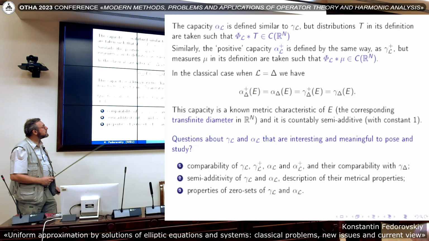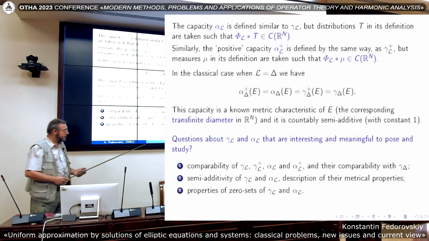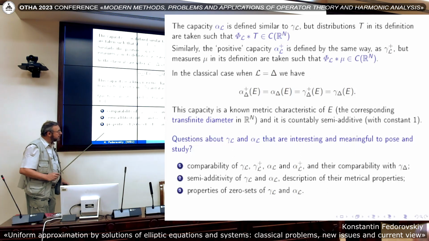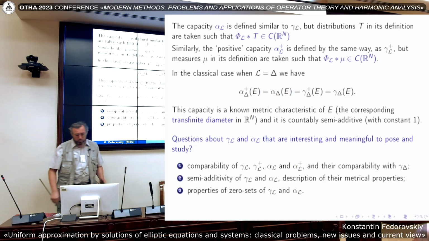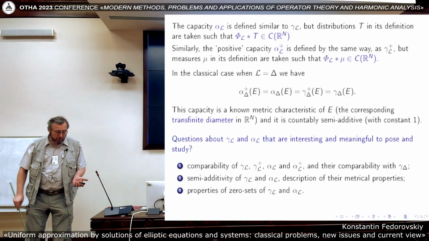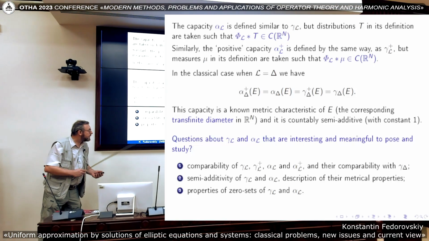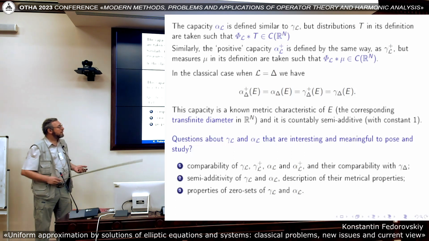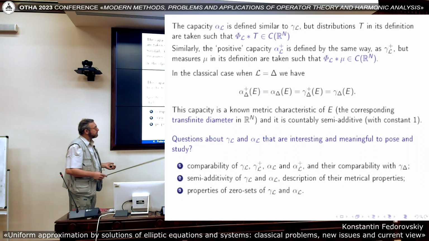The question, of course, is about semi-additivity of these capacities and their metrical description. And in some sense, the separate case is how to describe zero sets of these capacities. Why is it of interest? It's just because the zero sets of capacities gamma L and alpha L are exactly the sets of removable singularities for solutions of our equation LF equals 0.